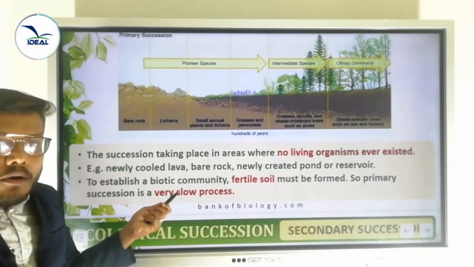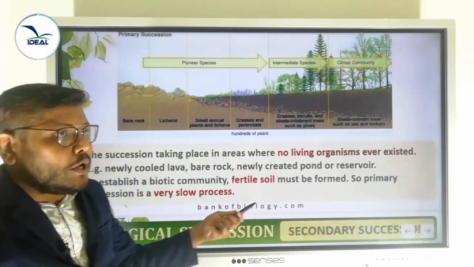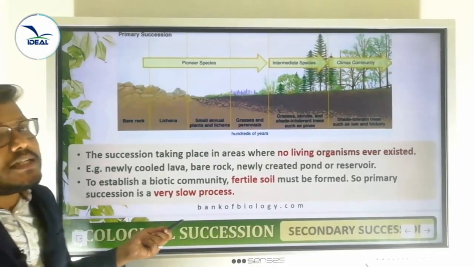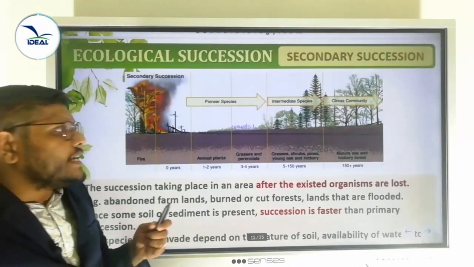Examples: newly cooled lava, bare rock, a newly created pond or reservoir. If succession takes place in that area, that type of succession is called primary succession. Another one is secondary succession.